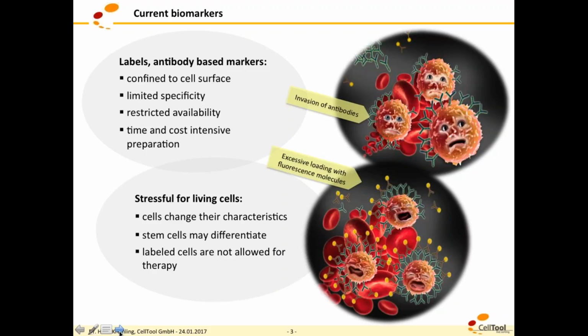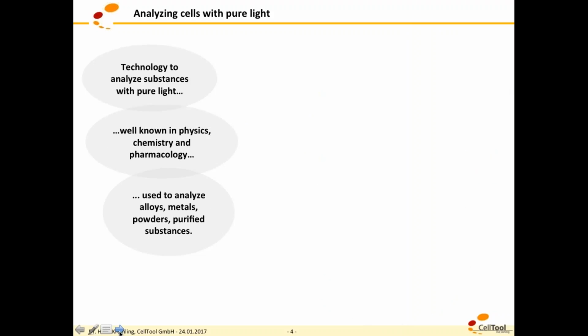So cells might change their characteristics, then cells may differentiate, and I think as you can see on these representative pictures here, the cells are not really happy if you overload them with antibodies and stainings. Last but not least, of course, labeled cells are so far not allowed for therapy of patients. So all in all, there are many different limitations, and our question was, of course, is there a possibility to overcome these limitations with another technology?